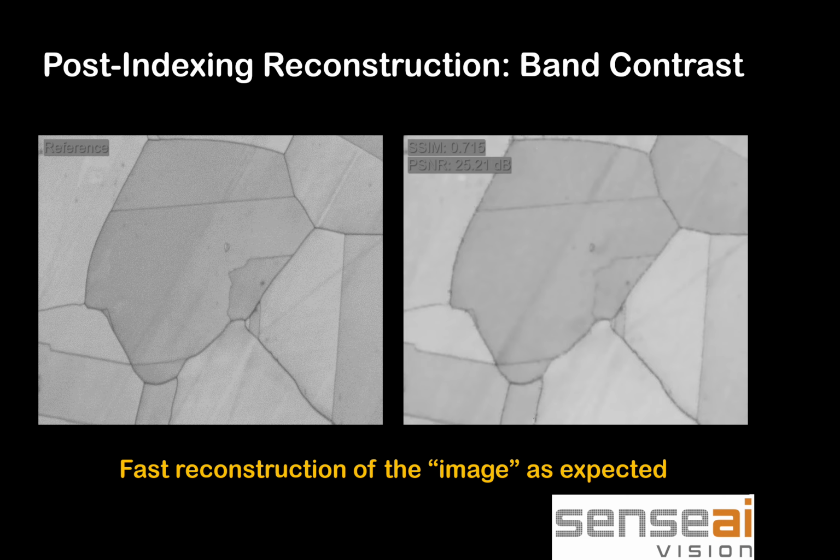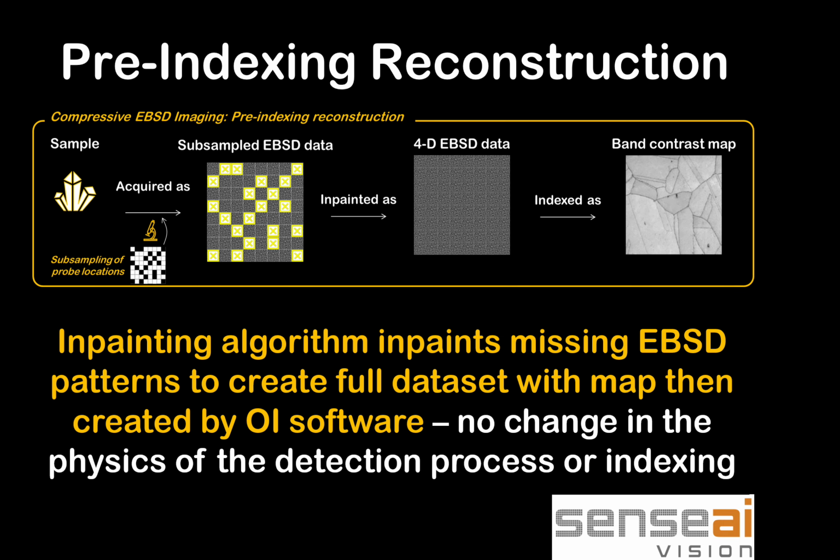And here's an example of the band contrast map. Again, you can see slightly blurry, but you actually get the reconstruction to come through, and you get the image as expected. All right, so now let's go to the pre-indexing. What we're doing in the pre-indexing is essentially knowing what we do about the data set and the structure that comes out. We can inpaint the missing patterns for the pixels where we didn't acquire them to get our full data set. Once we've got the full data set, then the normal OI software to do the reconstruction is used.